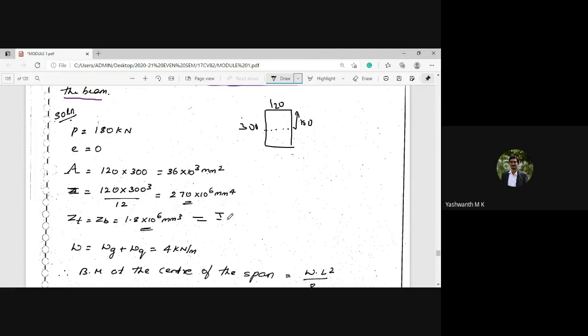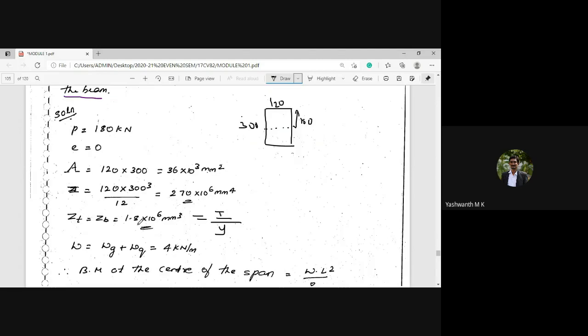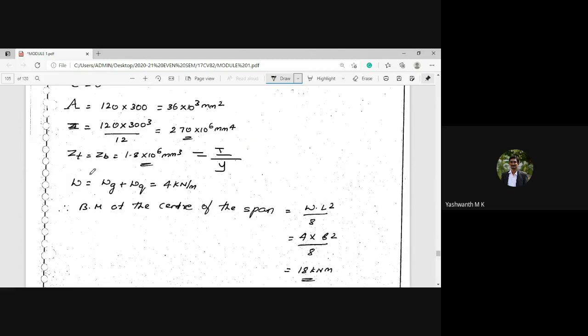Next, Z top and Z bottom, which is nothing but I divided by y, which is 270 × 10^6 divided by 150. The answer will be 1.8 × 10^6. And the very important thing you need to note down here: the total load acting on the beam, which includes self-weight, that is WD plus W, is equal to 4 kN/m.